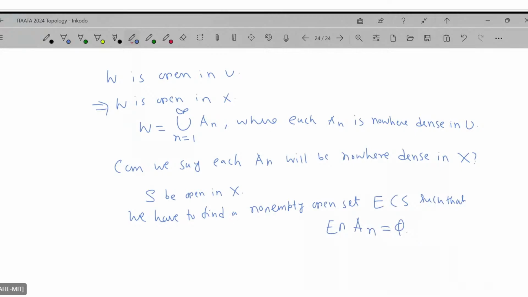Now again the same problem, H is open in X does not mean that it will intersect with U. That is the problem. If it intersects with U, then we can use it. Otherwise, if it doesn't intersect with U, we can take E as H only. We will get that H intersection AN is empty, because AN are the elements of U. Yes, correct. Yes. Then it is working.